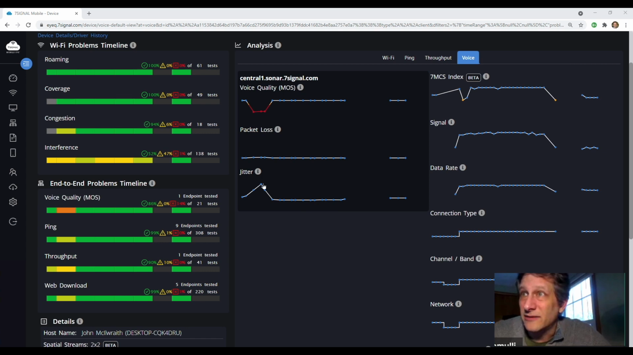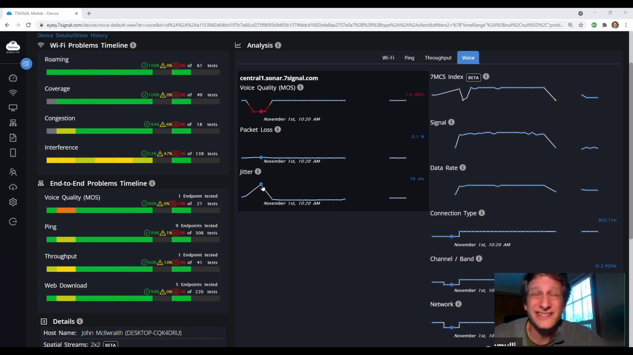Now, as you can see right here, there was a huge spike in jitter, 16 milliseconds. And quite frankly, when you have jitter that gets into the teens like that, that's going to cause a problem with your voice quality. It really should be in the single digits, okay? 4 or 5 milliseconds of jitter, probably no problem at all. But you start to get into over 10 milliseconds of jitter, and you're going to start to have that problem. And so once again, you can see.